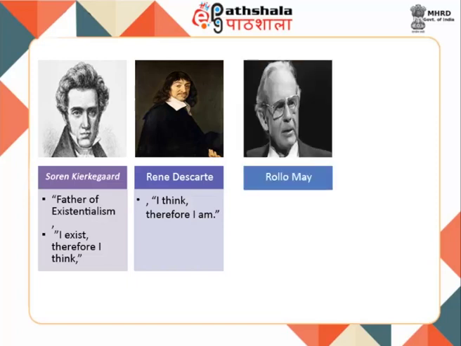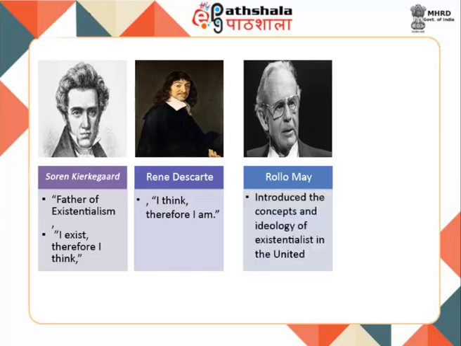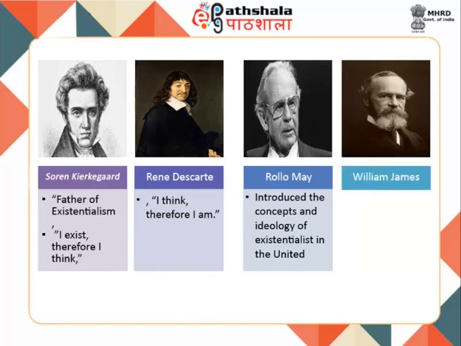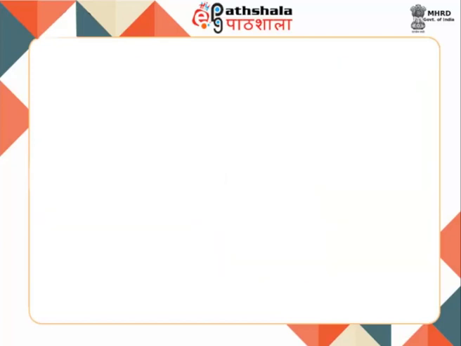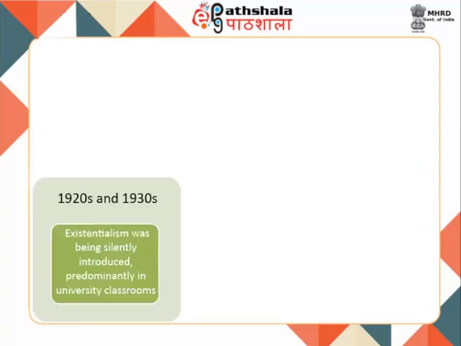Rollo May, the American psychologist, was one of the central figures in the field of existential psychology. It was he who introduced the concepts and ideology of existentialism in the United States to other prominent psychologists and the well-known philosopher William James. It was James who believed in the key component of existential psychology, which was free will. During the 1920s and 1930s, existentialism was being silently introduced predominantly in university classrooms.